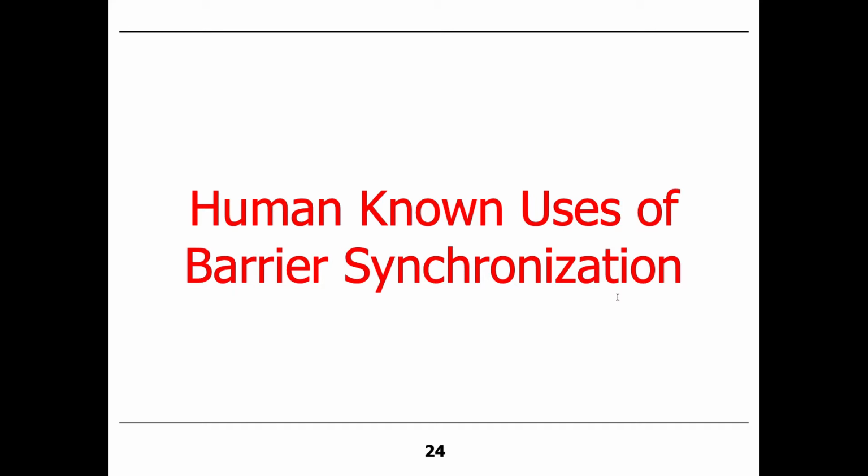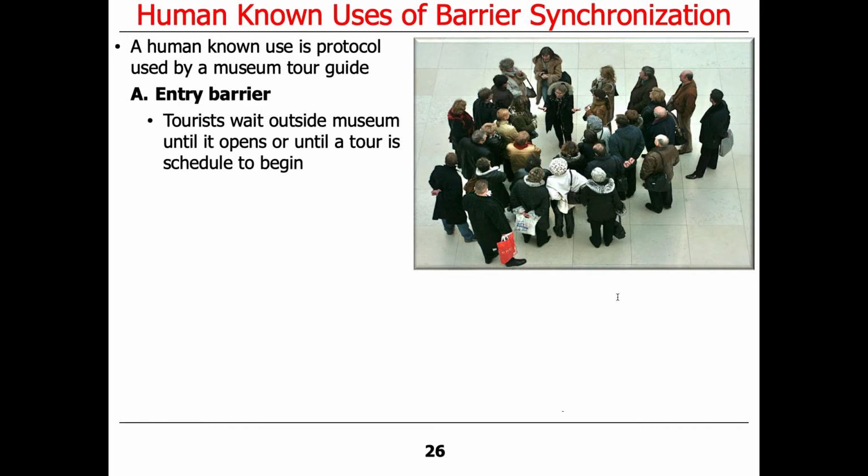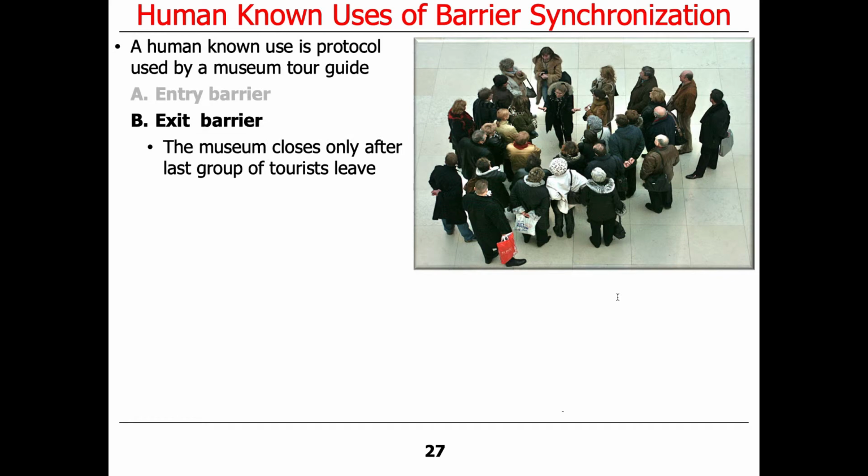There's an interesting human-known use of barrier synchronization that you've probably encountered if you've ever gone on a tour with a tour guide at a museum. The museum tour guide typically follows various protocols, and the museum follows various protocols as well. From the point of view of an entry barrier, tourists may wait outside the museum until it opens or until a tour is scheduled to begin. So at the point when everybody's assembled, then the tour guide may say, okay, we're all here, I've got a count of everybody, now we can go ahead and enter as a group.